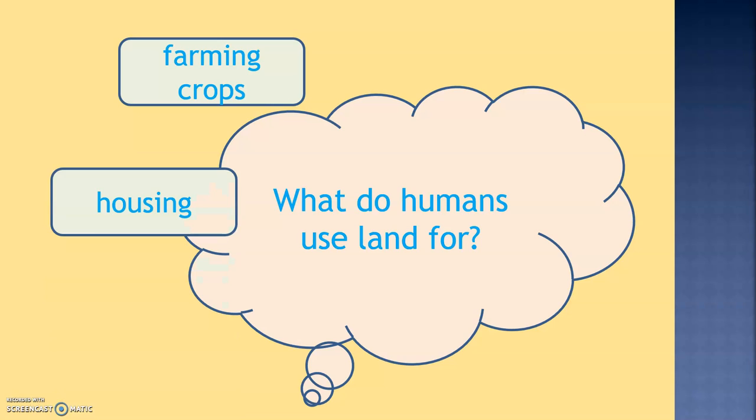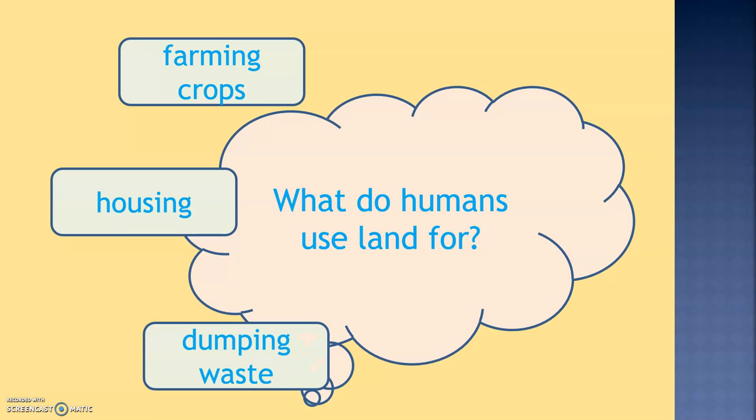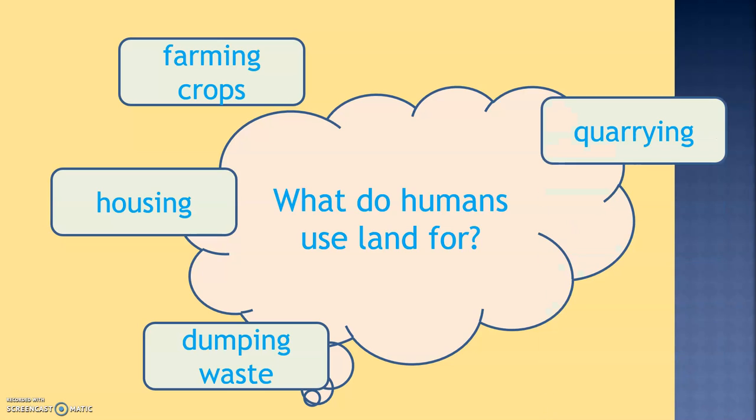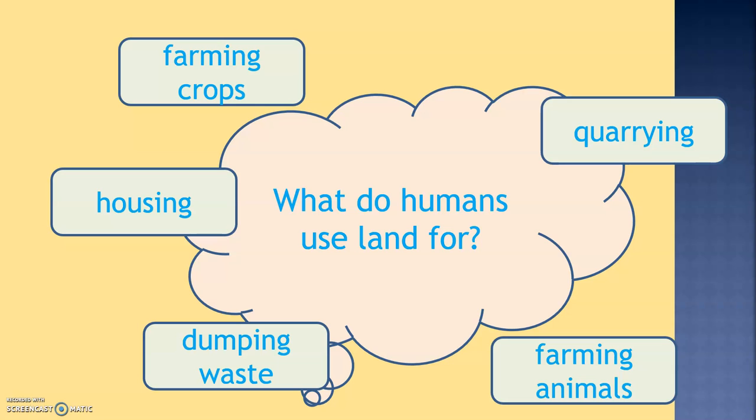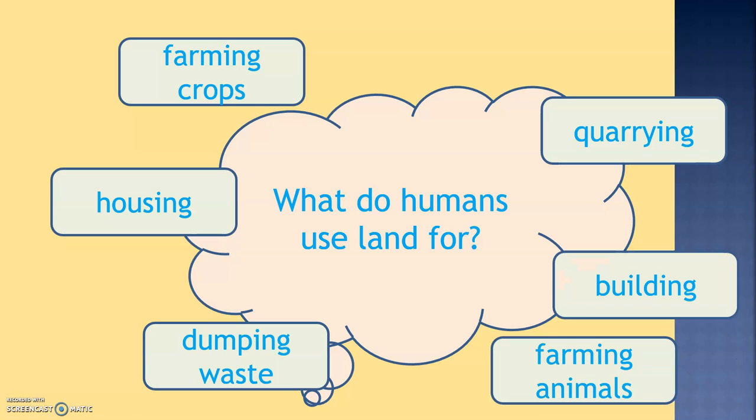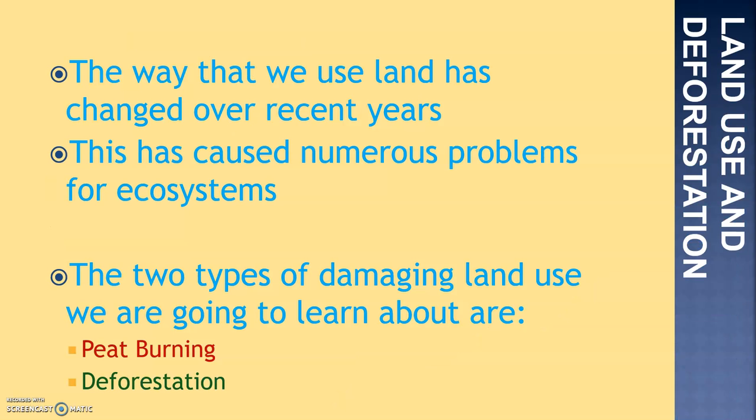Last lesson we talked about the increase in population, and these days a lot of parks are being turned into houses as well. So they use land for housing, for dumping waste as well, because those wastes are not going to go anywhere. Humans have also used it for quarrying, by getting mineral resources, farming animals as well, and building offices and houses.